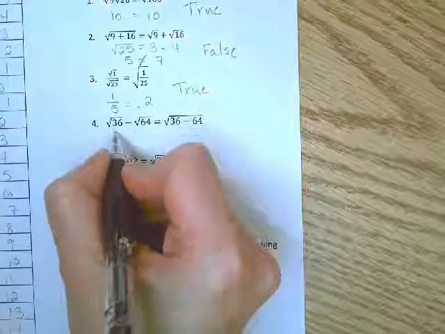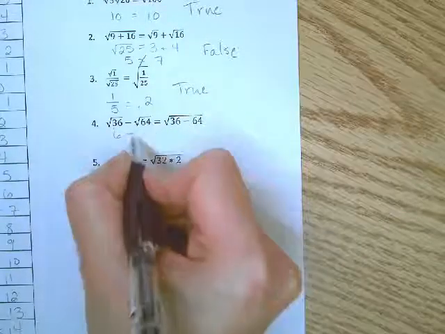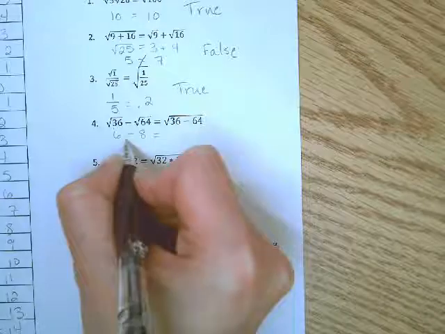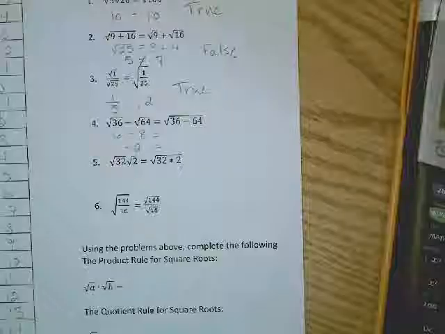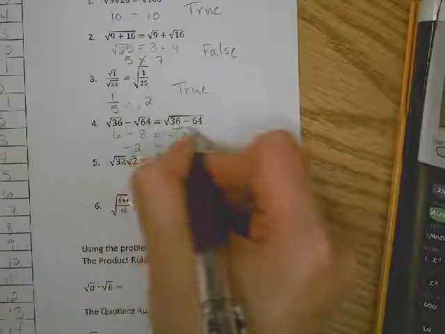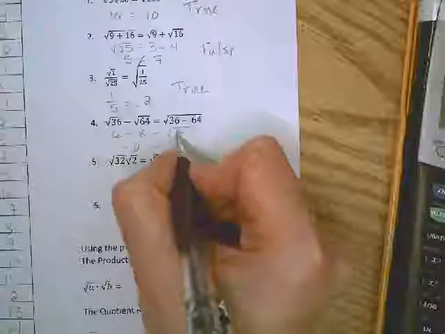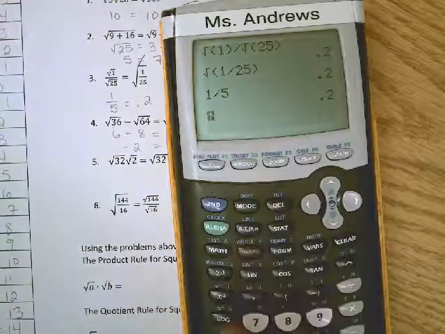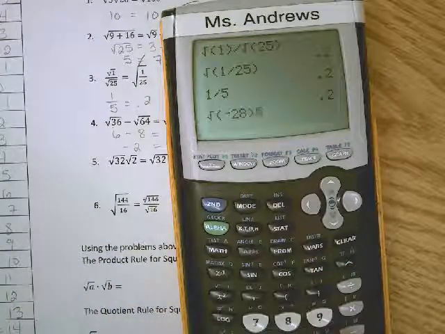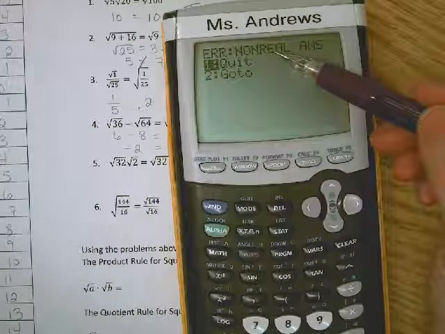Square root of 36 is 6, minus the square root of 64, which is 8. That gives me -2. Now something strange happens over here. If I take the square root of 36 minus 64, that gives me a -28. If I try to take the square root of a negative number, I get an error saying this is a non-real answer.